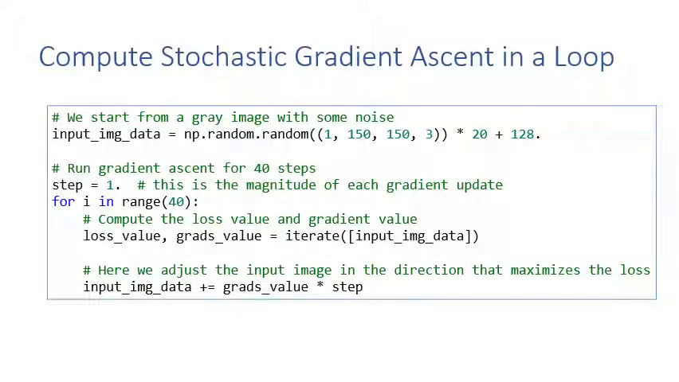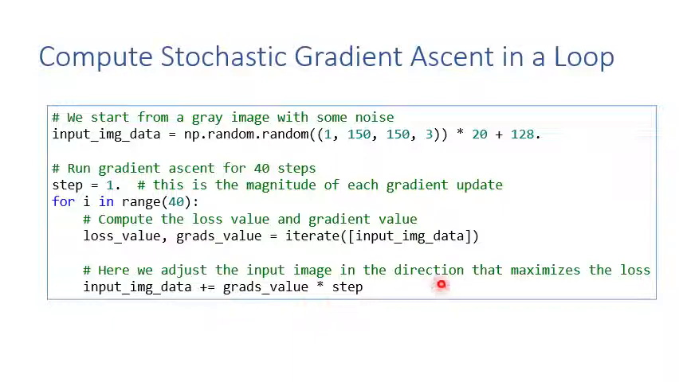Now we are ready to use the iterate function to calculate the stochastic gradient ascent in a loop. We start with a grayscale image with some noise. We set the mean to 128, so it's a grayscale image, and then add some random noise. Then we define the number of steps that we want to calculate the gradient ascent. Then we call the iterate function to calculate the gradient and the loss value. Then we simply add the gradient value multiplied by the step to our input image. This is how to calculate gradient ascent using Keras.